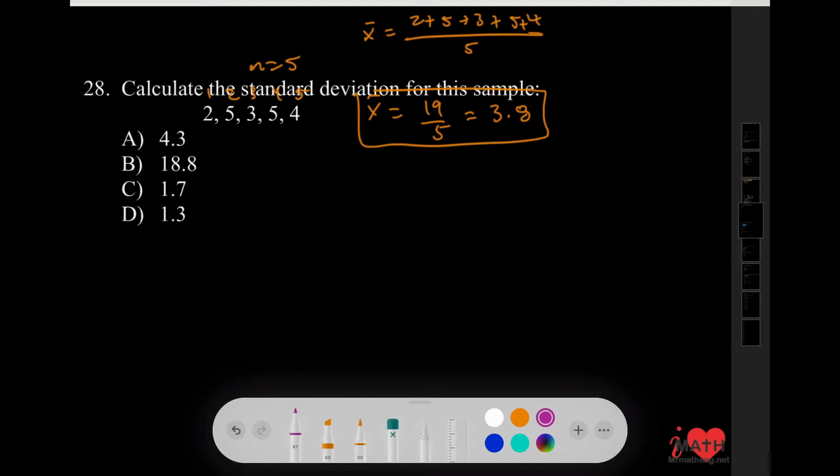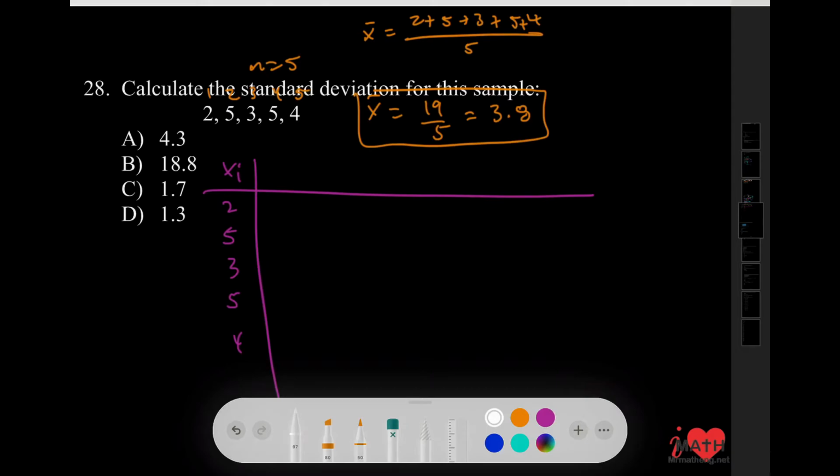So I take all of these values, 2, 5, 3, 5, 4, and our formula for standard deviation is taking all of the numbers and subtracting them from their mean, adding those all up, and then dividing our answer by n minus 1. So I have the numbers there, and now we're going to subtract those numbers by the mean, 3.8.